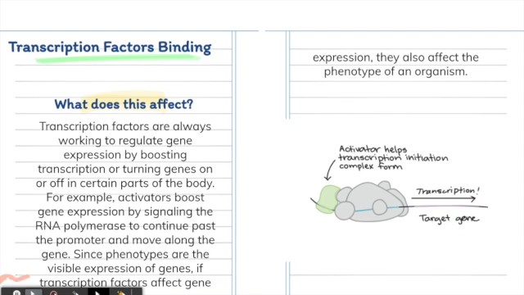What does this affect? Transcription factors are always working to regulate gene expression by boosting transcription or turning genes on or off in certain parts of the body. For example, activators boost gene expression by signaling the RNA polymerase to continue past the promoter and move along the gene. Since phenotypes are the visible expression of genes, if transcription factors affect gene expression, they also affect the phenotype of an organism.